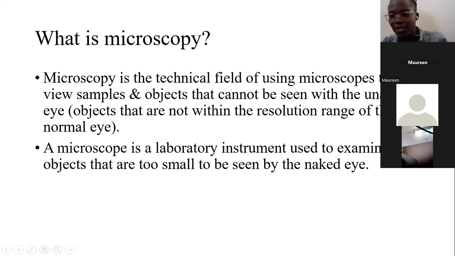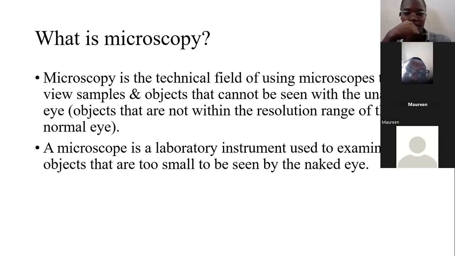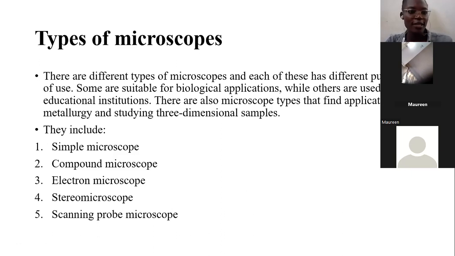Who can tell me? Yes, Diana Gichimu. What is microscopy? Microscopy is the technical field of using microscopes to view samples and objects that cannot be seen with the unaided eye. In microscopy we use a microscope to view objects that we cannot see with our naked eyes. So in microscopy we have an instrument that is called a microscope, and there are different types of microscopes that we can use.